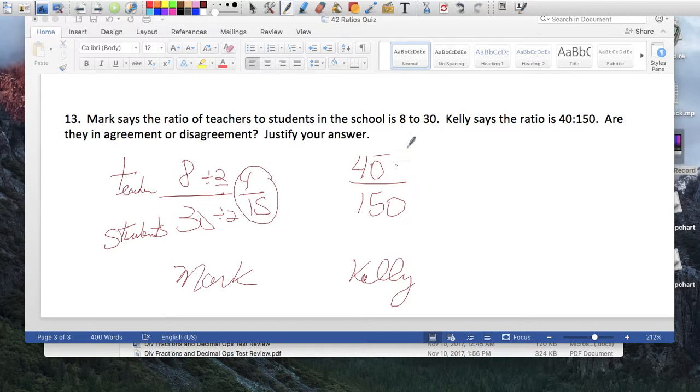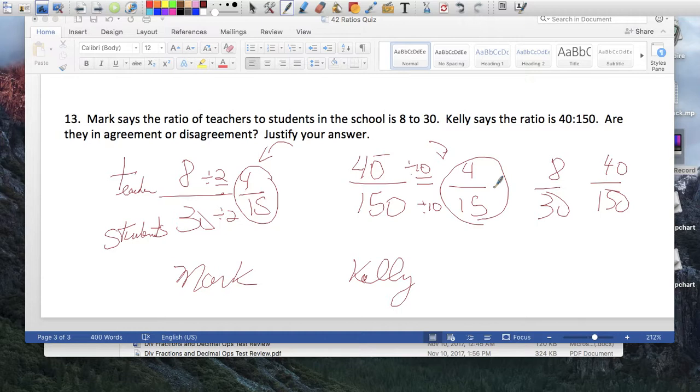Let's take Kelly. Can I reduce 40 over 150 to 4 over 15 as well? Well, I can divide the top by 10, I get 4. I divide the bottom by 10, and I get 15. Look at that. So what does that tell me? It tells me that both ratios come from the same place, 4 over 15. Like taking 4 over 15 and creating two new equivalent ratios. I can create 8 out of 30 from 4 over 15, and I can create 40 out of 150 from 4 out of 15. Okay, which makes them equivalent.